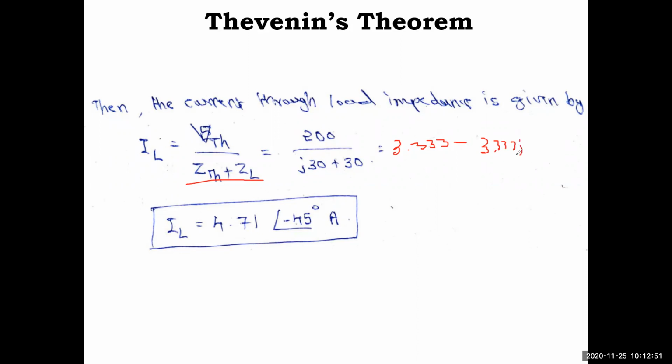A unique number, 3.333, and we will write J, but in the calculator it will show I. So straight away click shift plus, that is R at an angle theta. It will give you the answer 4.714. So write 4.714, and press shift equal to, and you will get the angle minus 45 degree amps. So this is the load current. Hope it is clear.